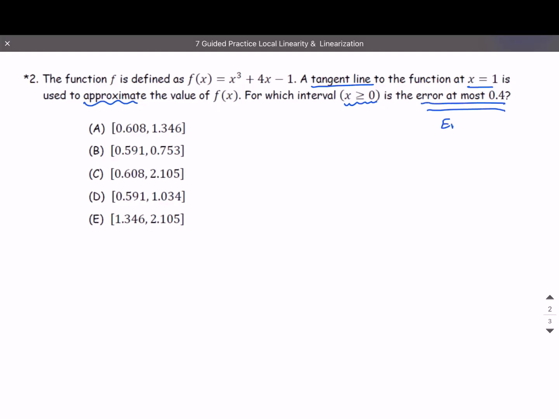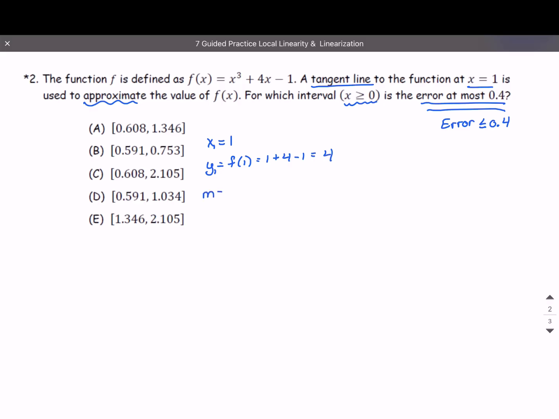So we want the error to be no bigger than 0.4, so it can be less than or equal to 0.4. That's where we're headed, okay? So the first thing is we need to find our tangent line. So we're going to need an x value, which they told us is 1. The y value, we find f of 1, which would be 1 cubed is 1, plus 4 times 1 is 4, minus 1, so our y value is 4.